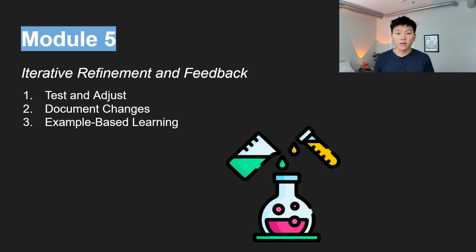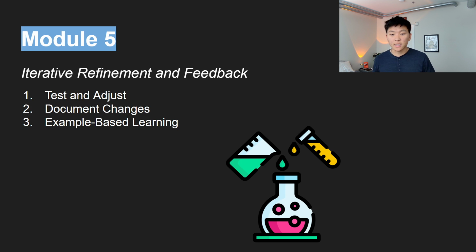So in prompt engineering, it's rare to create the perfect prompt on the first try. That would be pretty impressive, but you often have to test, refine, and adjust your prompts based on the performance and based on the output you're getting from your agent. So this process is known as iterative refinement. And so there's three ways to use iterative refinement.